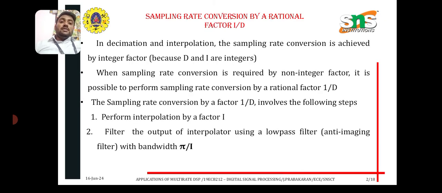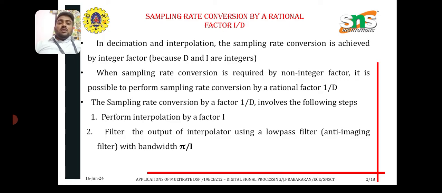In decimation and interpolation, the sampling rate conversion is achieved by an integer factor. When sampling rate conversion is required by a non-integer factor, it is possible to perform it by a rational factor I by D. The sampling rate conversion by a factor I by D involves the following steps.